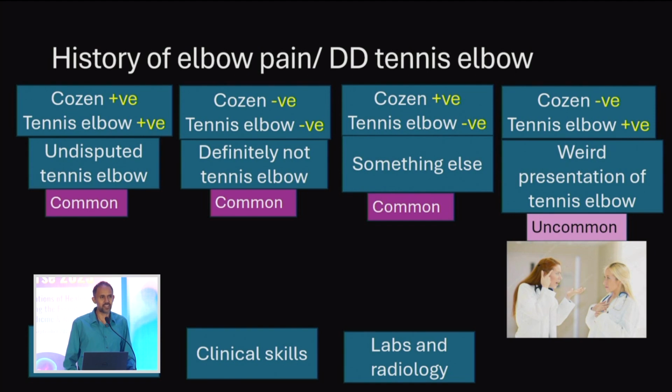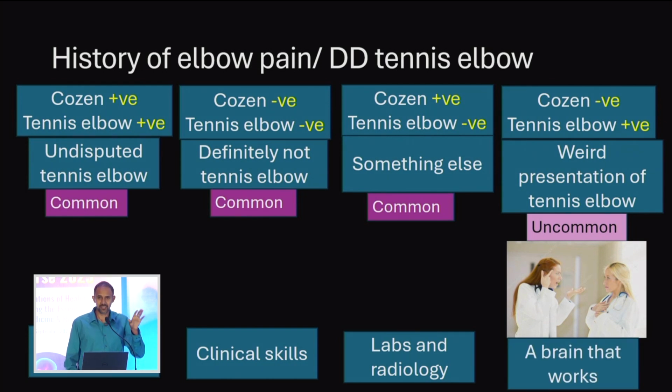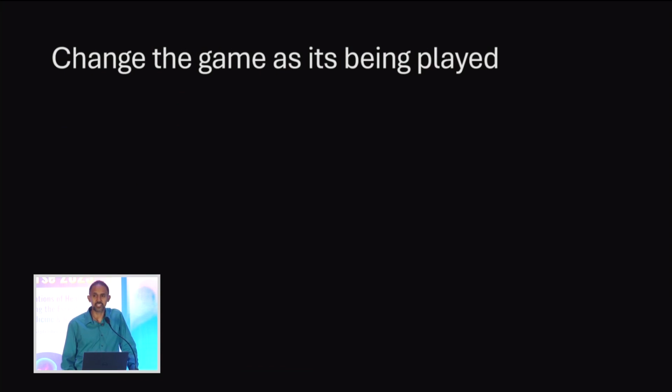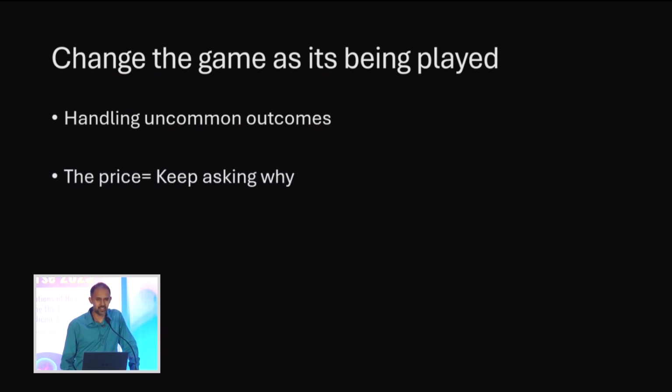So this is where you find doctors fighting each other. I think it's this, you think it's that, I'm right, you're wrong, whatever, right? To survive here, you need to have a brain that works. And that means you can change the game as it's being played. What does that mean? You have to handle uncommon outcomes in common conditions. And the price to pay to play that game is you have to keep asking why. Why? Why am I saying this?